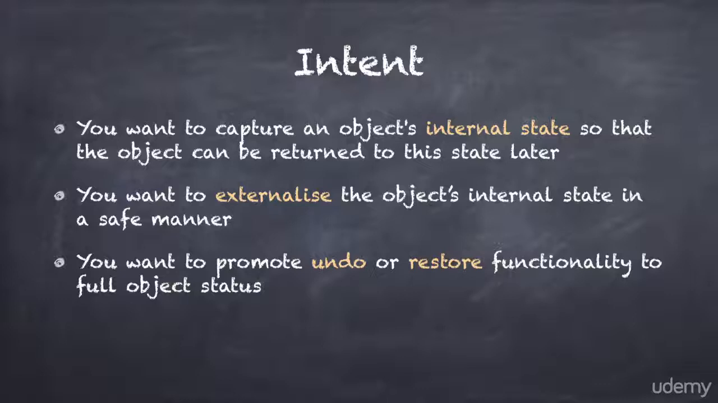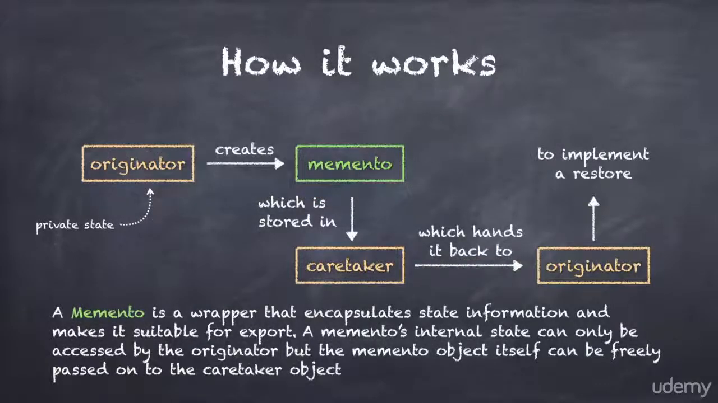So, to implement the undo operation, the caretaker needs to look up the corresponding state record in the history table and then apply it to the originator object. But how do I do that if the object state is private and can only be accessed by the originator itself? The memento pattern solves this problem.